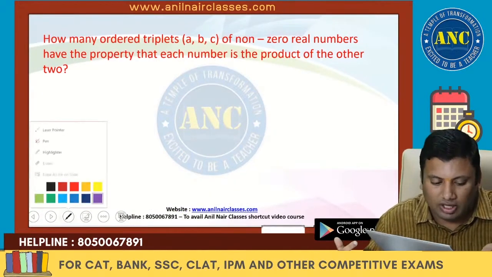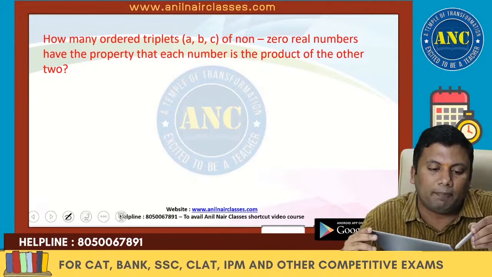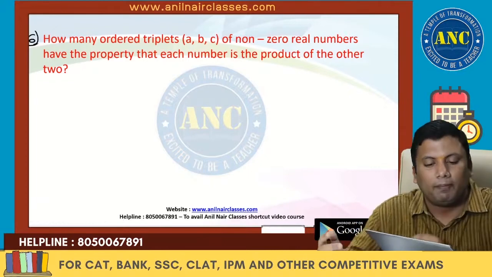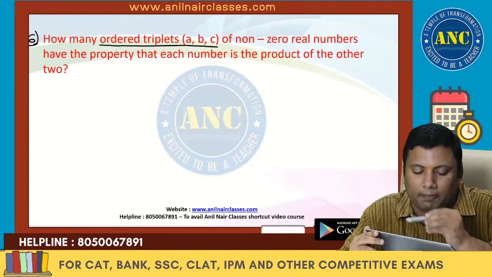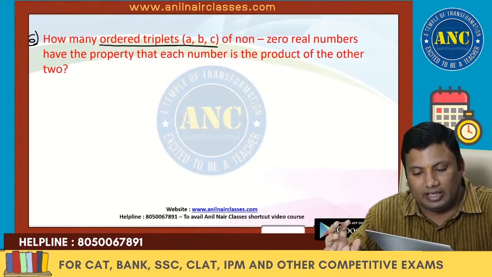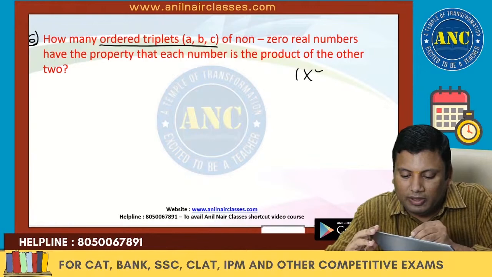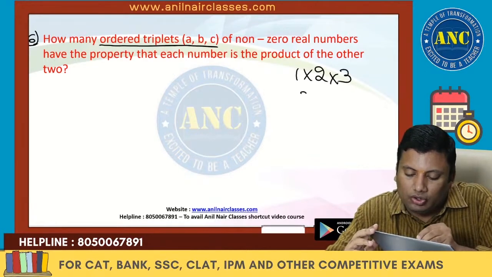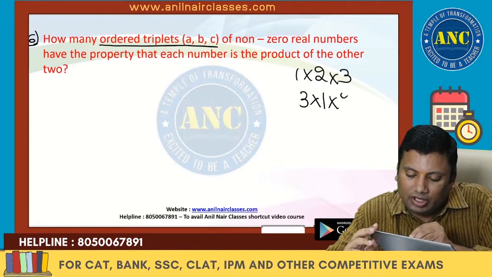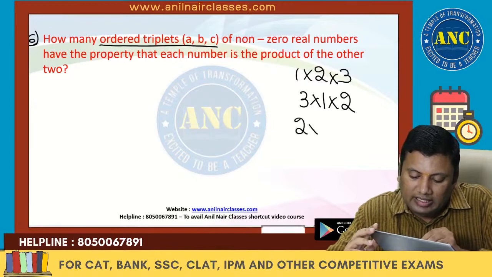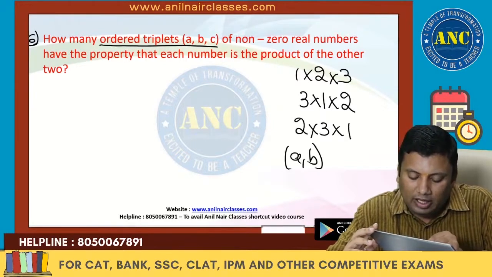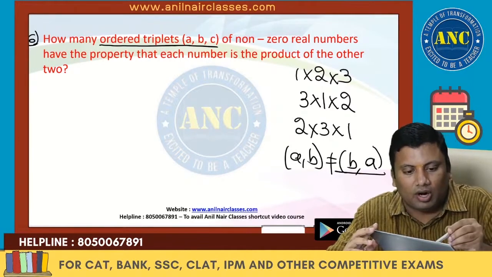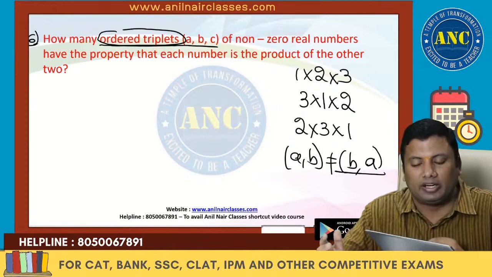Next one, the most highly repeated mistake question. Please read the question. How many ordered triplets? Ordering also matters. Ordering matters means 1 into 2 into 3 is different from 3 into 1 into 2. It is different from 2 into 3 into 1. A comma B and B comma A are both unequal. That is what we mean by ordered triplets.